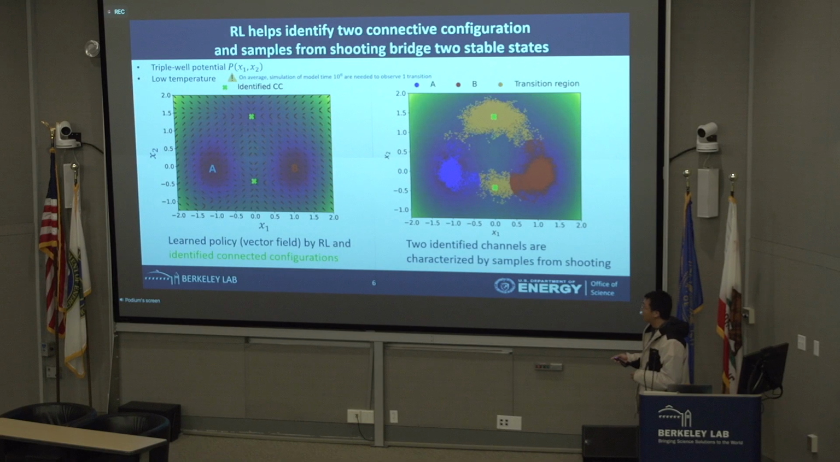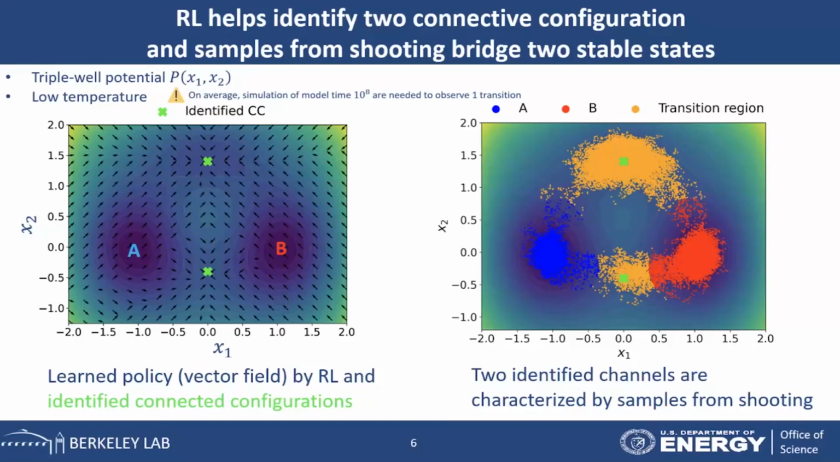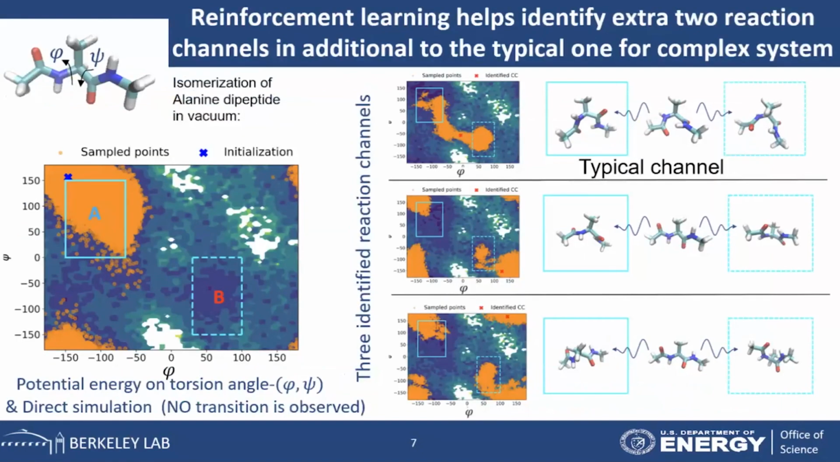We shoot multiple trajectories from these two configurations and get some origin points. We can clearly see that the origin points bridge the gap between the two states A and B, and also show the transition region. Now, let me show another example.